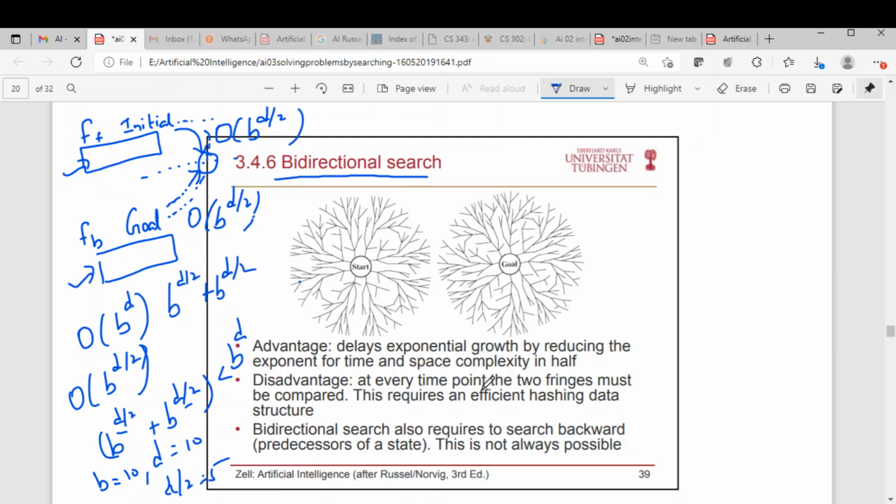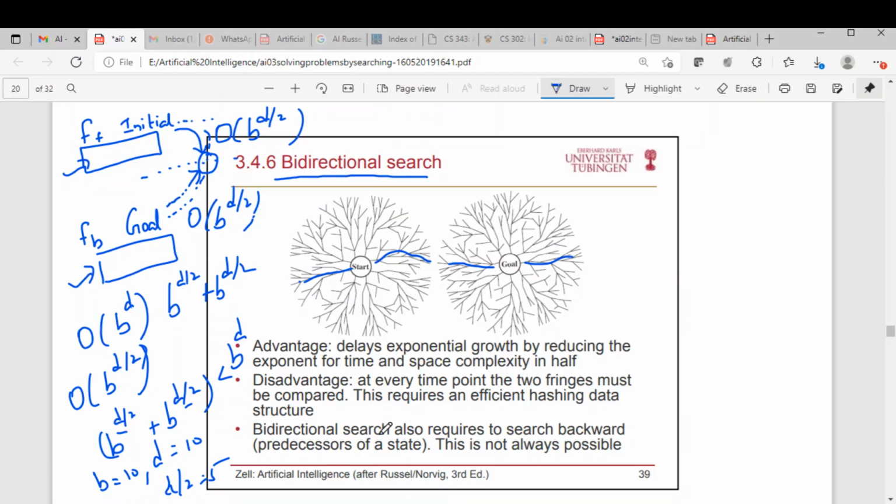Disadvantage: at every time point the two fringes must be compared. This requires an efficient hashing data structure. The two fringes should be compared to make sure that they are exploring the relevant path. Okay, if this fringe is expanding here and this fringe is expanding here, then they will never meet. They should follow the same direction so that they can meet.